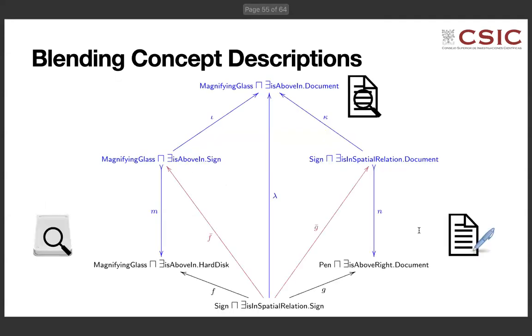For example, also illustrating it with icons again, imagine that we have concept descriptions to describe particular classes of icons. And what we want is to combine an icon that represents a magnifying glass over a hard disk with an icon of a document that has a pen. And what we want is to take a little bit of one and a little bit of the other to make a new icon. Then we also do it through a generalization of these icons using some kind of ontology of concepts that we have given in description logic, and then making the combination of these two.